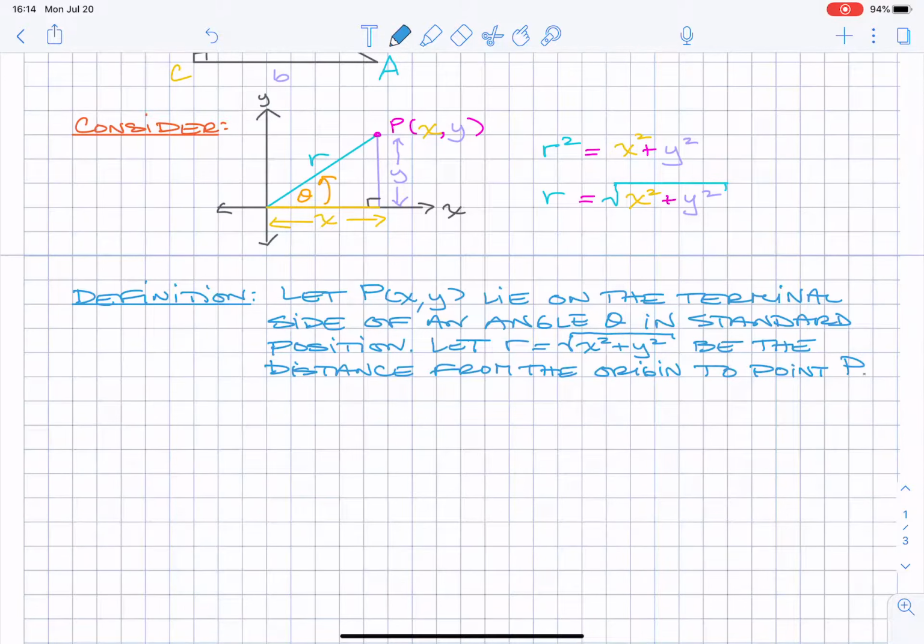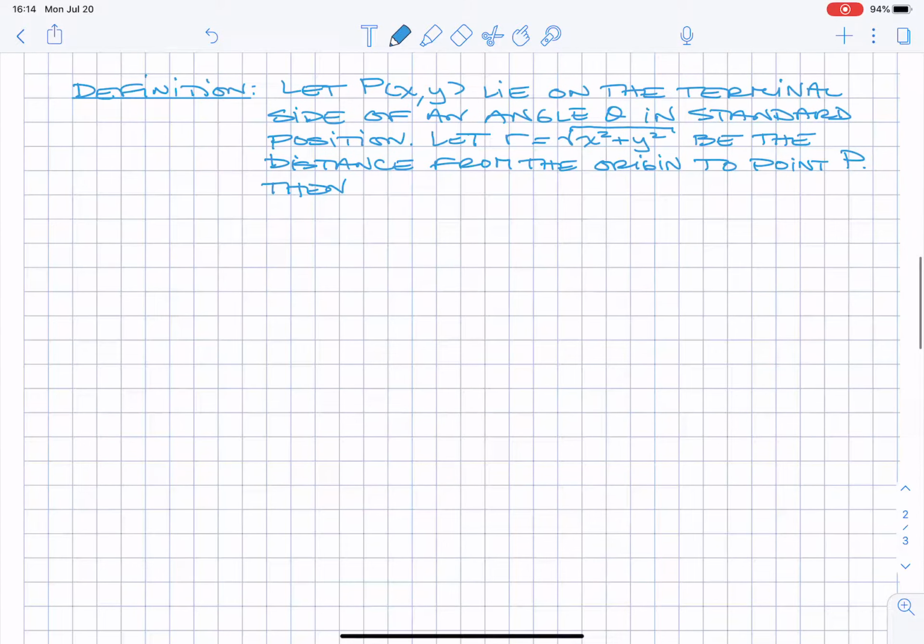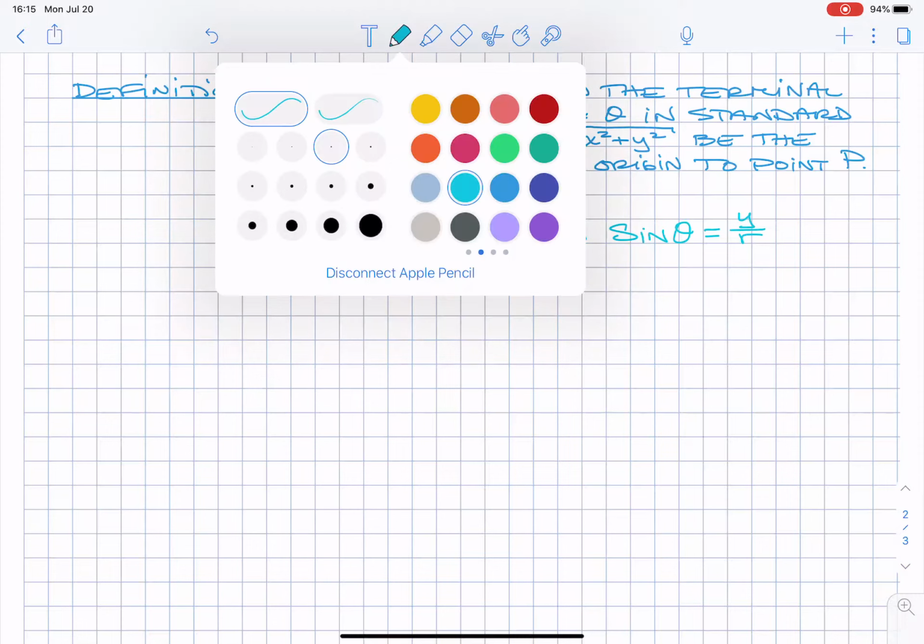Okay, so then we have the following. I'm going to do a whole bunch of definitions now. These are the trigonometric functions. Let's do the first definition, sine of theta. That's what we're defining, sine of theta, denoted simply by sin theta. So sin theta, or sine of theta, is y divided by r. So sine of theta is y over r.